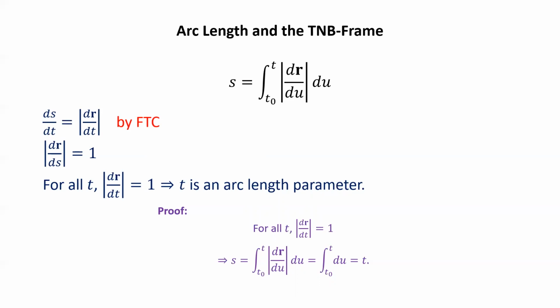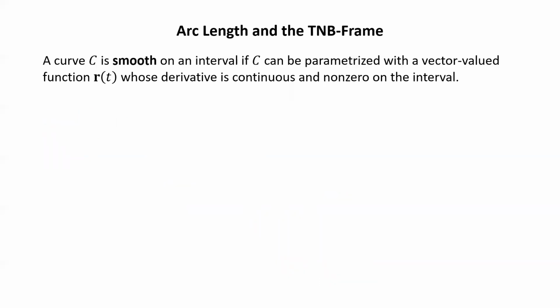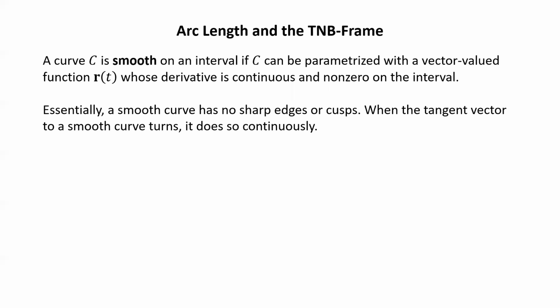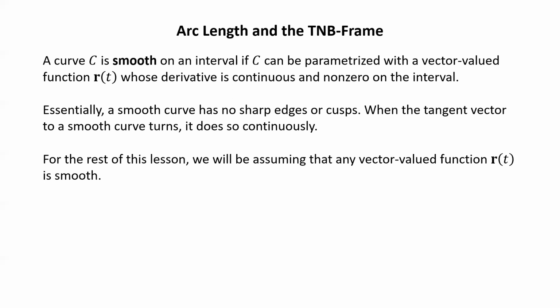From now on, we want to mostly work with curves that are called smooth. A curve C is smooth on an interval if C can be parametrized with a vector-valued function r of t, whose derivative is continuous and non-zero on the interval. Essentially, a smooth curve has no sharp edges or cusps. When the tangent vector to a smooth curve turns, it does so continuously. For the rest of this lesson, we will be assuming that any vector-valued function r of t is smooth.